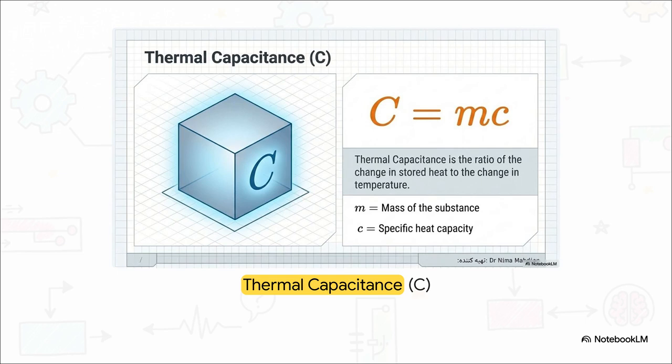Moving on, our second vital parameter is thermal capacitance, labeled C. Now, if resistance is all about opposing flow, capacitance is about storage. It's defined as the ratio of the change in stored heat to the change in temperature. The elegant formula we use here is C equals M times c. That's the mass of the substance multiplied by its specific heat capacity. It tells us exactly how much thermal energy an object can absorb before its temperature rises by 1 single degree.